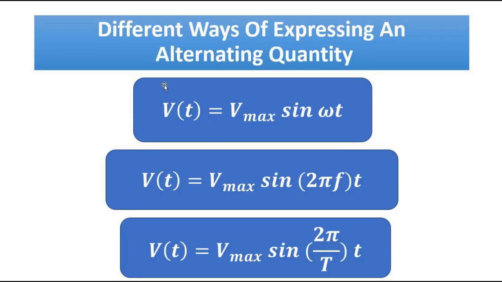So we can express the alternating quantities like this: v(t) is equal to Vmax sin omega t, or Vmax sin 2 pi f t. We can also write it as Vmax sin of 2 pi by T multiplied by t. These are the different ways of expressing an alternating quantity. These are some of the important terms associated with alternating signals, and here we have discussed them.